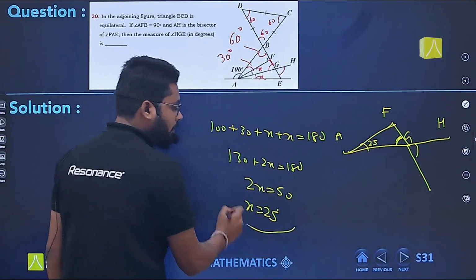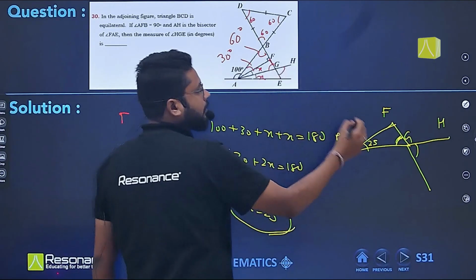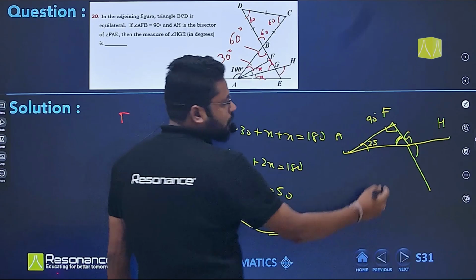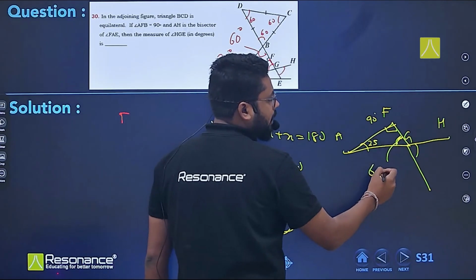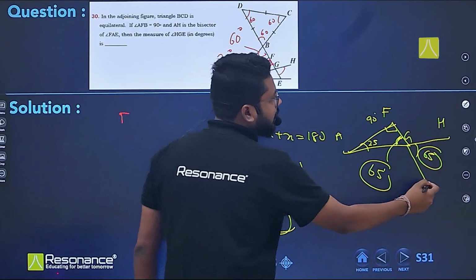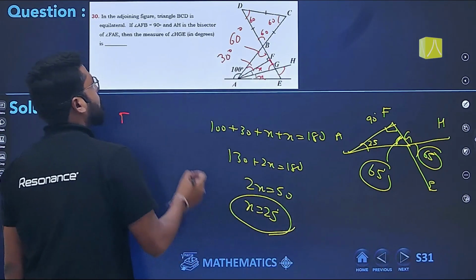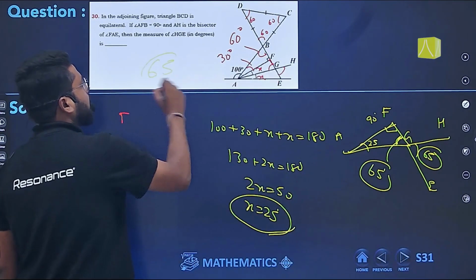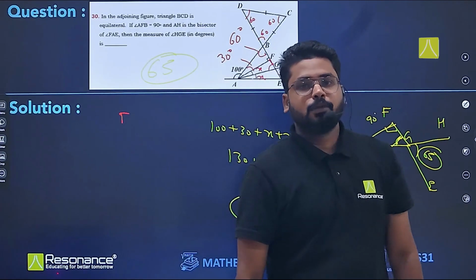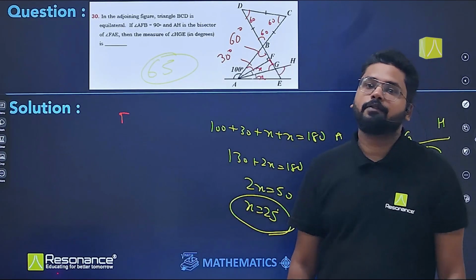We have found this out, and this is 90 degrees. So 90 plus 25 is what? 115. So this angle will be 65 degrees from the angle sum property. So these two are vertically opposite angles. So HGE will be 65. So our answer is what? 65. Okay.